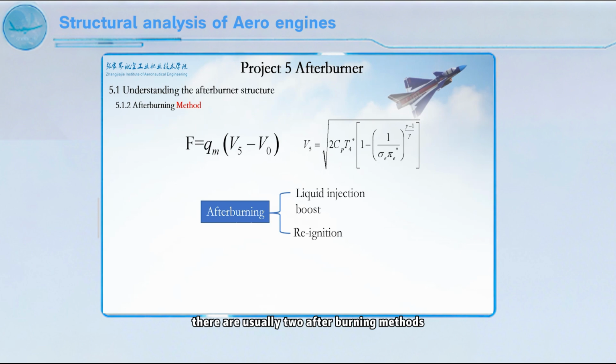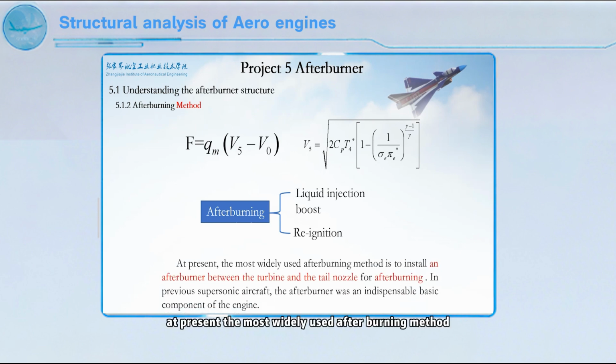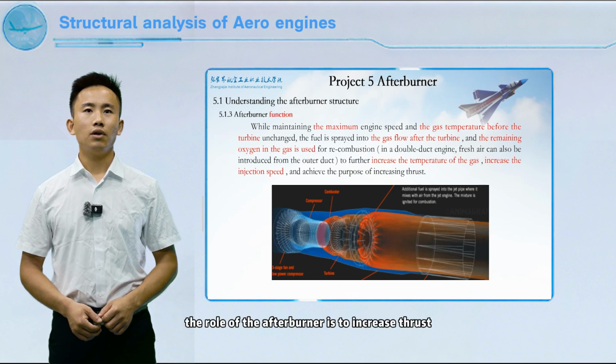There are usually two afterburning methods, namely liquid injection afterburning and afterburner afterburning. At present, the most widely used afterburning method is to install an afterburner between the turbine and the tail nozzle for afterburning. In previous supersonic aircraft, the afterburner was an indispensable basic component of the engine. Therefore, the role of the afterburner is to increase thrust.